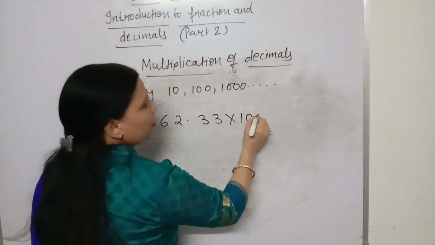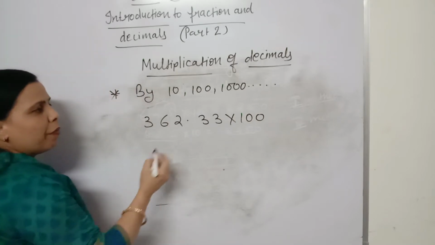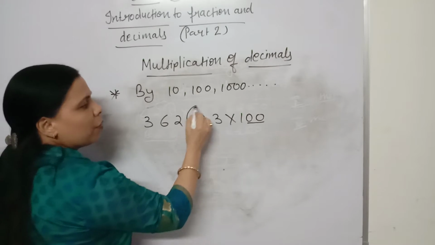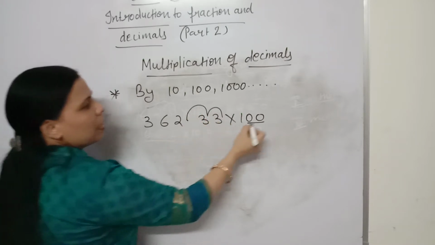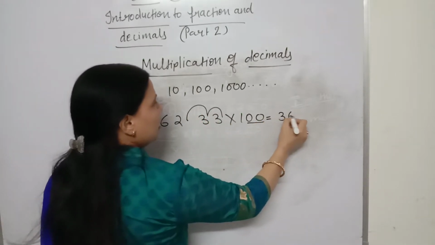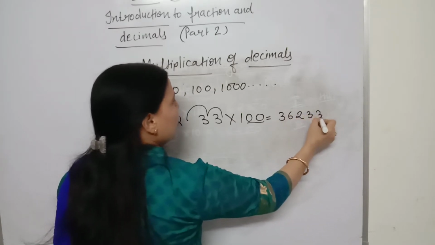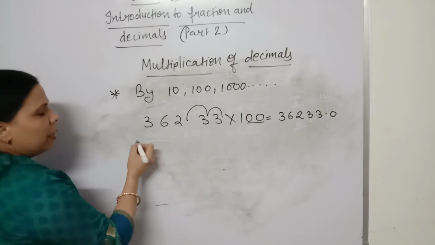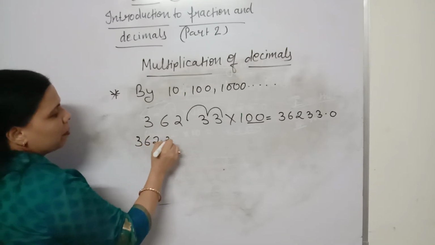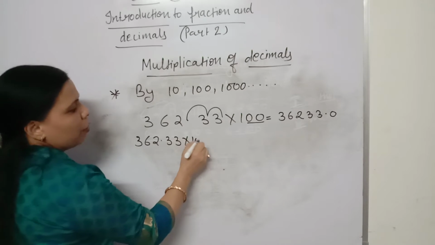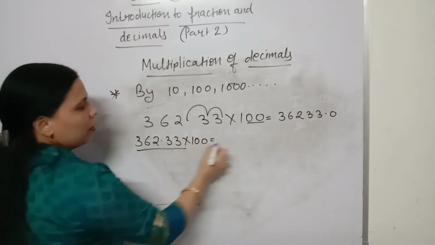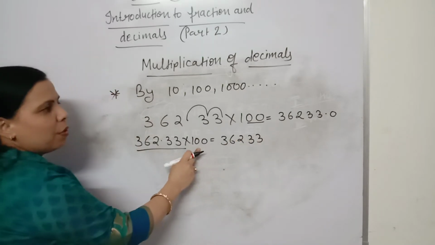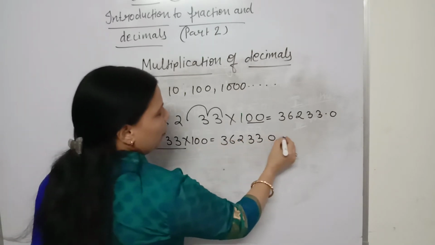Into 100 suppose. So if you use first method, you can shift. 100 has got two zeros, two places, 1 2, and your answer is 36233.0. Now second method, if you want to use, into 100, write same number 362.33 without decimal. How many zeros are here? 2 zeros. You can increase 2 zeros.